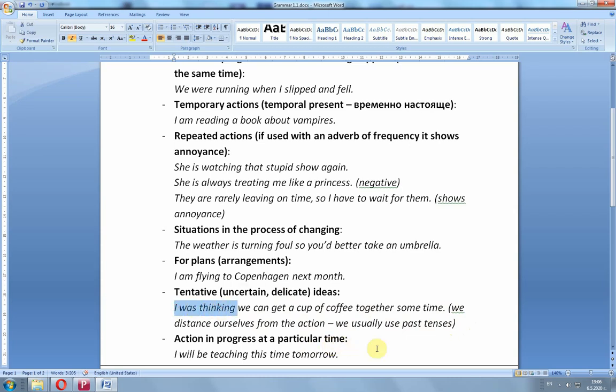For example, when you want to invite someone on a date, but you are not sure if they are going to accept it, well, I was thinking we can have a cup of coffee. Or I was thinking we can go and watch a movie or something. So this is an interesting use. And also for actions in progress or at a particular time. Or I will be teaching this time tomorrow as well.